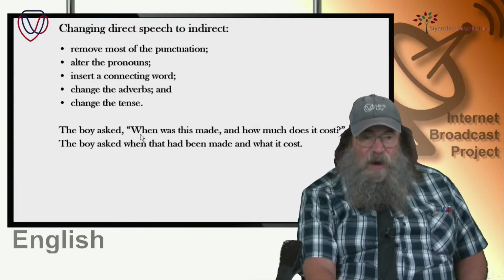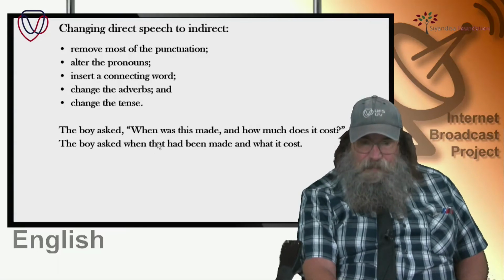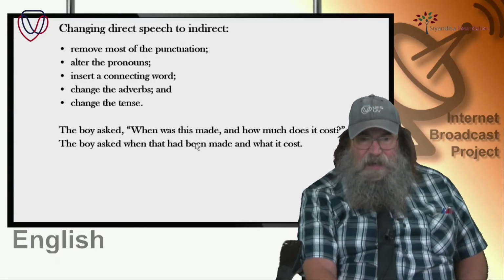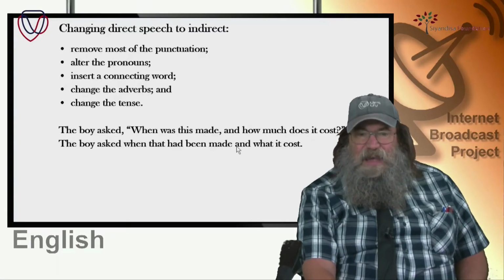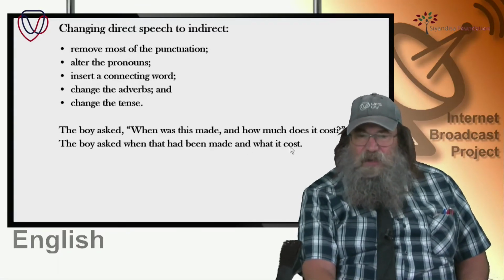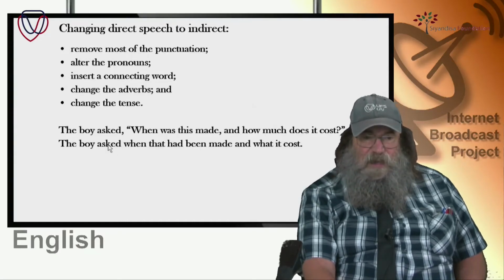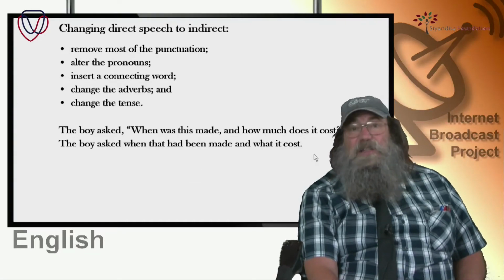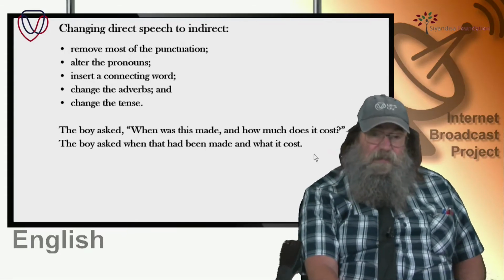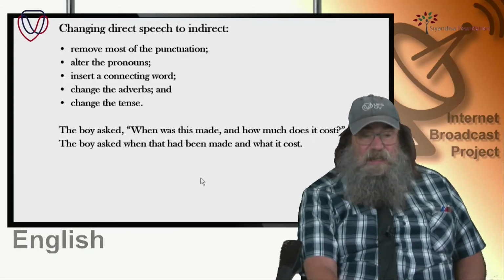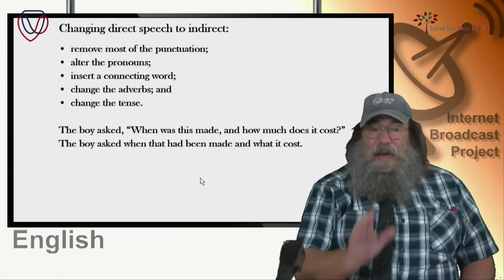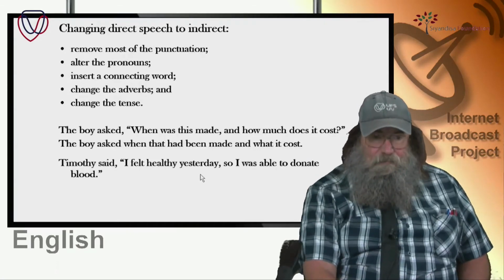The boy asked when that had been made, okay? And then, and what it cost. So this does is done away with completely because it's covered with the rest of the sentence. All right. Just that simple. Let's go on and try another one.